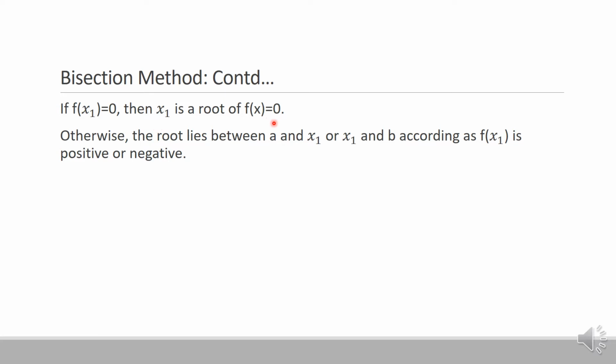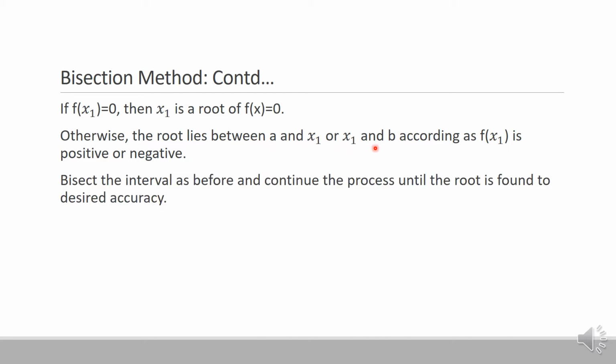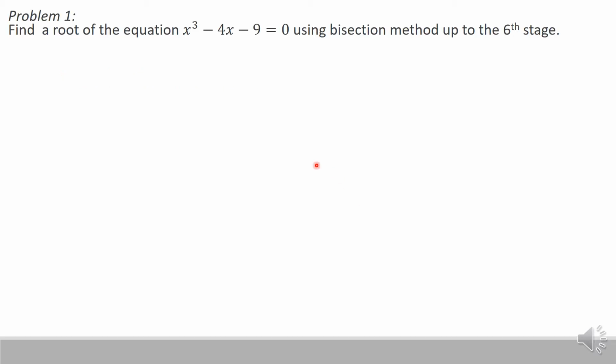Otherwise, depending upon whether f of x1 is positive or negative, the root will lie between a and x1 or x1 and b. Again, after identifying the interval, we have to bisect the interval and continue the process until the root is found to desired accuracy. So let us start with a problem.